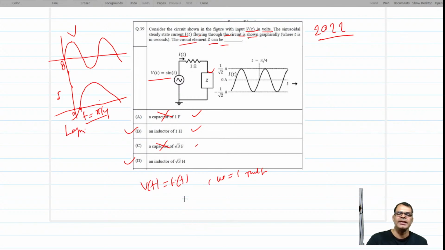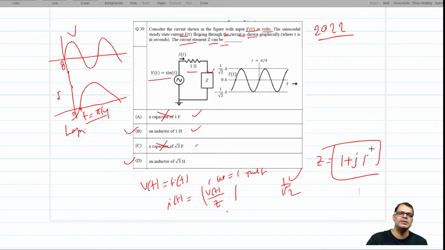Right? So the current It will be Vt upon Z, and the magnitude of current amplitude is 1 upon root 2. So that means 1 ohm. How can I get the root 2 in the denominator in the Z? Because 1 ohm is given, it should be j1. So j1 means an inductor of 1 Henry.